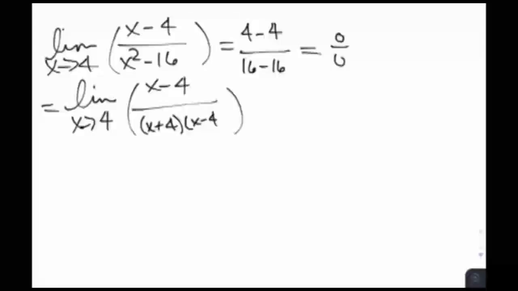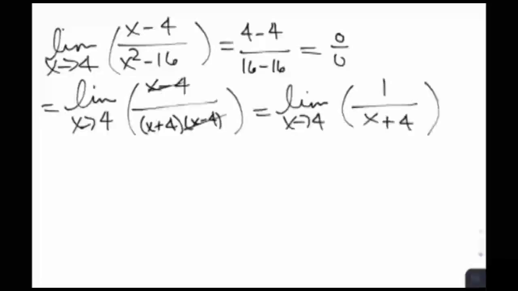And can we simplify it out anymore? Yes, we can. We can cross out the x minus 4 on top and the x minus 4 on the bottom. And that will leave us with the limit as x approaches 4 of 1 over x plus 4. And if you were to simplify that out, you get 1/8.